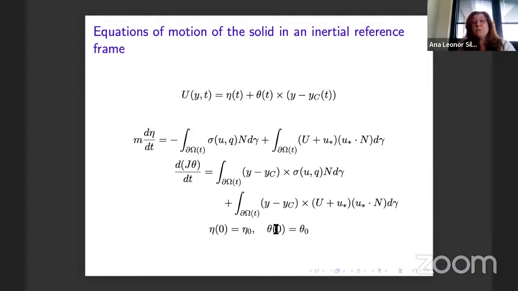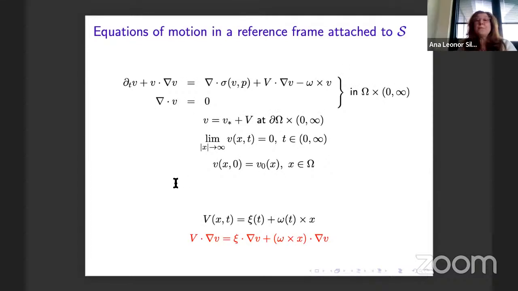Okay, and we have to append here some initial conditions. What we have here is the torque associated with this force, and here we have the torque associated with this force. Now, since we have only one rigid body and we are in an exterior domain, it is possible by means of a suitable change of variables to make the fluid domain time independent.